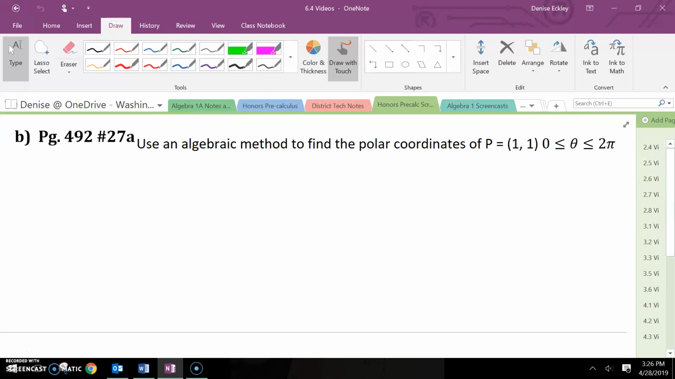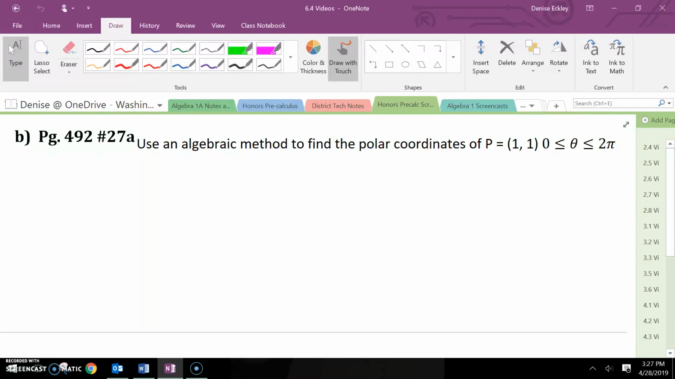Page 492, number 27, and I'm just doing part A, asks us to find an algebraic method to find the polar coordinates of the point (1, 1) with the restriction of theta existing between 0 and 2 pi, so only one trip around the circle. So what we have to do is find r and theta.